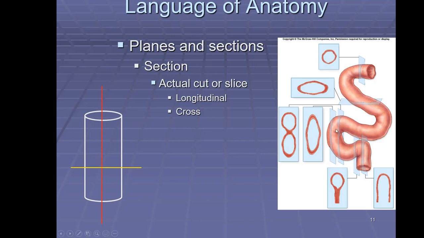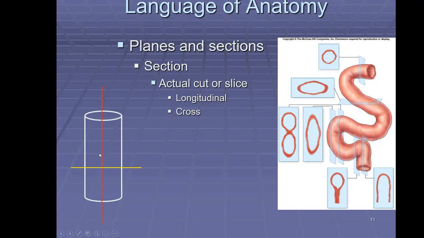Here's a picture from the textbook, but I'm going to just focus on this picture that I drew because I think it's a little bit easier to look at. So a section is an actual cut or slice. Imagine that we had an organ that kind of looked like this, like a tube. This could be part of your intestines. If you cut it where this yellow line is and look at it, it's going to look completely different than if you look at it after you cut it where this red line is.